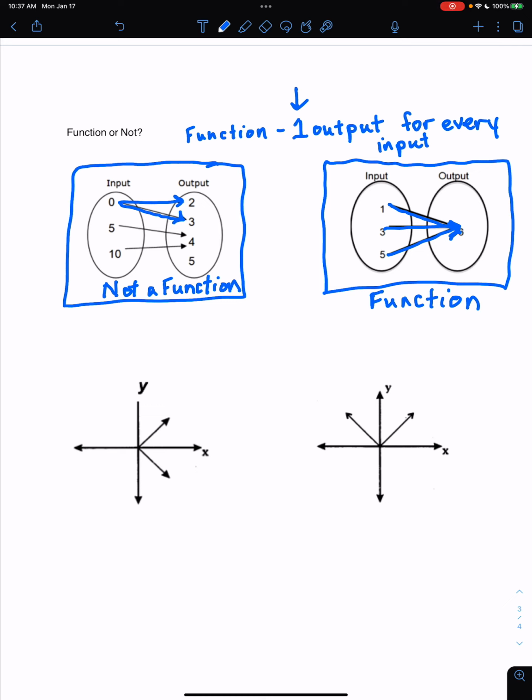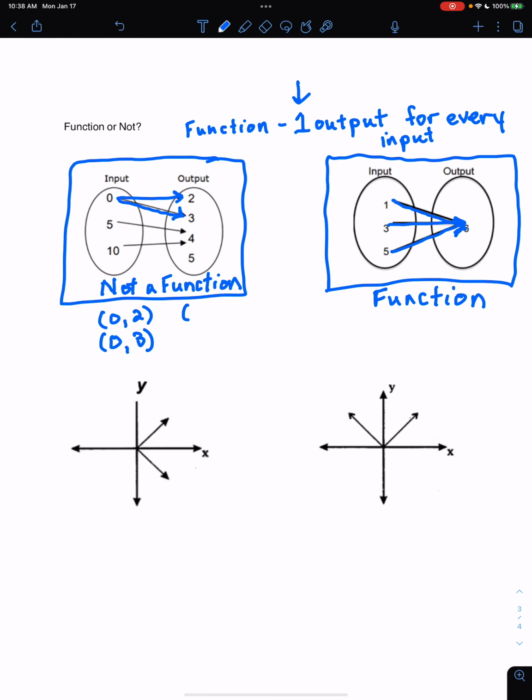Another way to look at these numbers, instead of these circles and arrows, we could write them as ordered pairs, right? So here on this side, we have 0, 2, and we have 0, 3, and then we have 5, 4, and 10, 4.